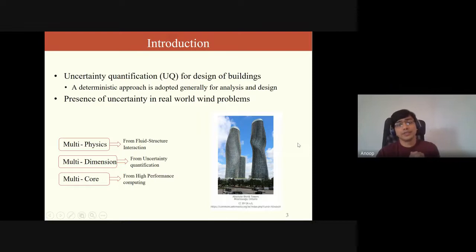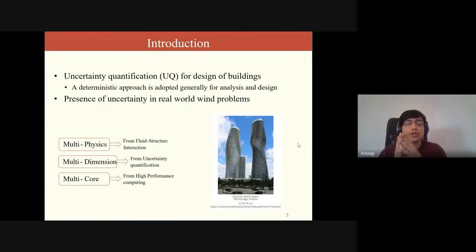So when we talk about the design of tall buildings, generally what happens is tall buildings are flexible and they capture a lot of wind. So wind is a basic design criteria, and a deterministic approach is generally adopted for the analysis and design of buildings.